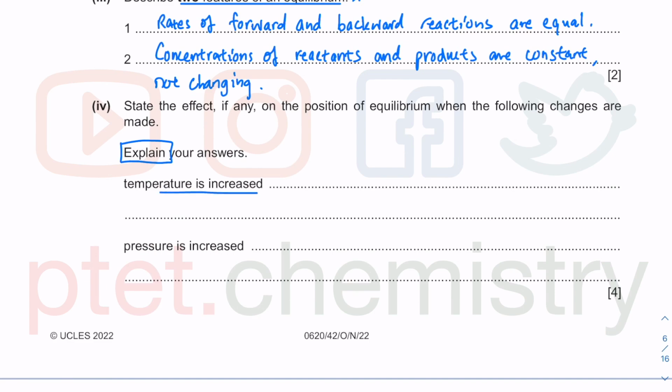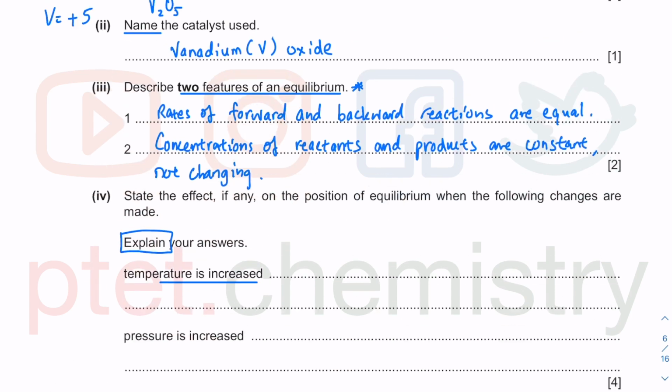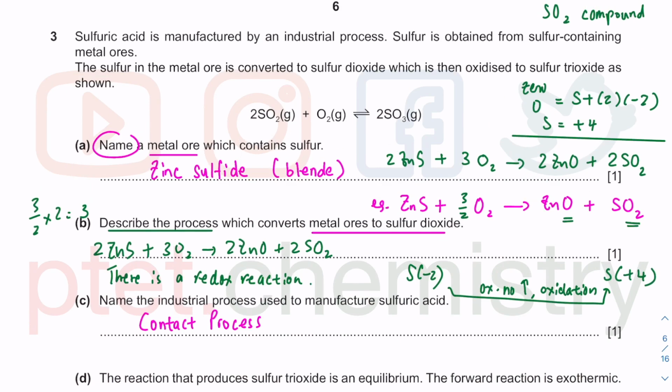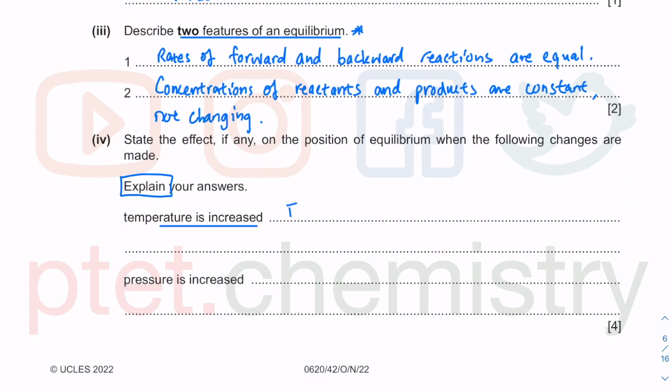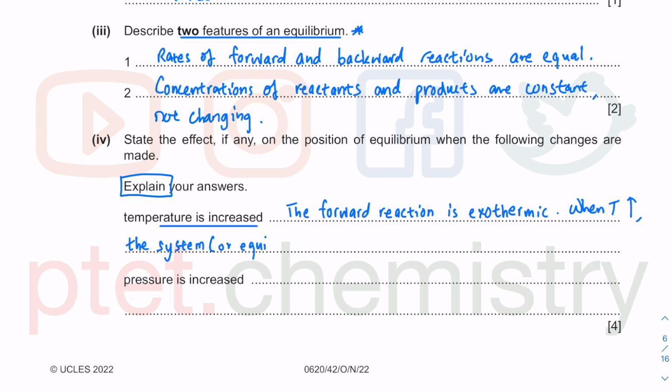The next bit, state the effect as well as explaining your answers. The effect of temperature increasing. The temperature explanation is based on the enthalpy change. We are not told about the enthalpy change, but this is a case study where the forward reaction is actually exothermic. That is probably something you need to know in order to do this question, because it's not provided. The forward reaction releases heat energy to the surroundings. That's the definition of an exothermic reaction. When temperature increases, the equilibrium system will try to decrease the temperature.